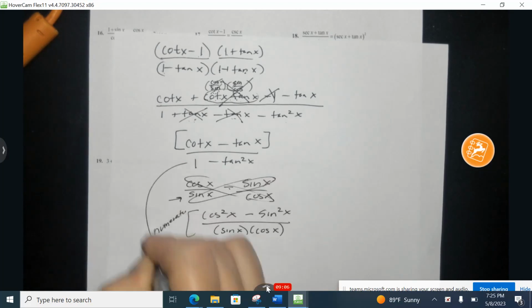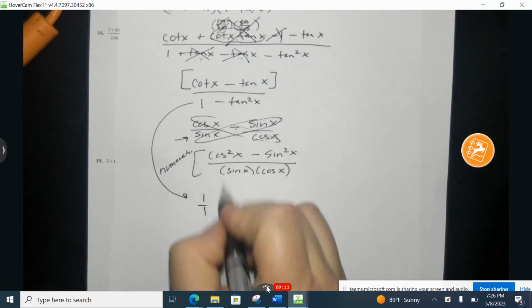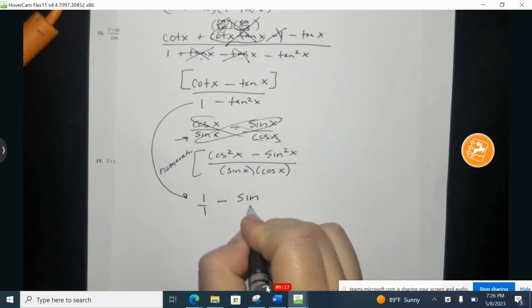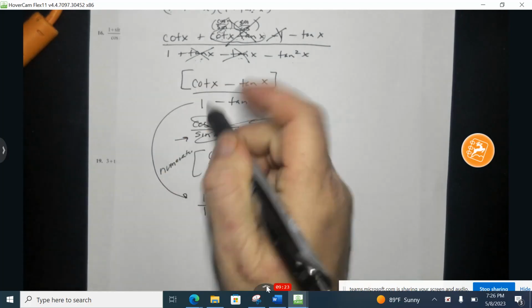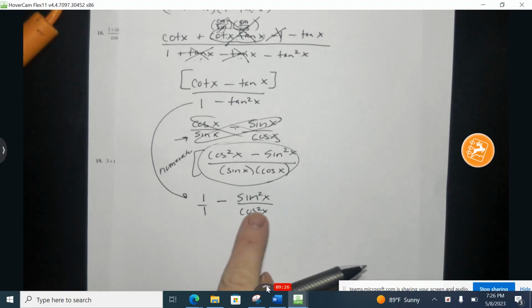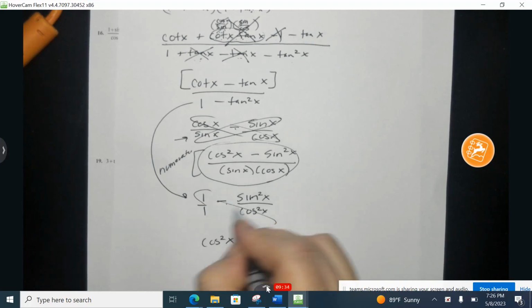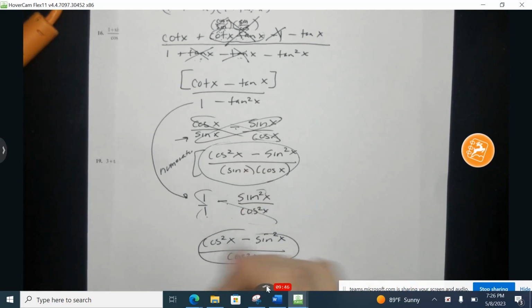And now I'm going to work on the denominator. So how can I rewrite the denominator? I have a 1, which I can write as 1 over 1. Subtract, another way to write tangent is sine over cosine, but our tangent was squared, so sine squared over cosine squared. The numerator is rewritten, and then I'm going to butterfly the denominator again. So 1 times cosine squared is cosine squared x. Bring down the subtraction. Then the other diagonal, 1 times sine squared is sine squared x, all over 1 times cosine squared x. So this is my numerator, and this is my denominator.